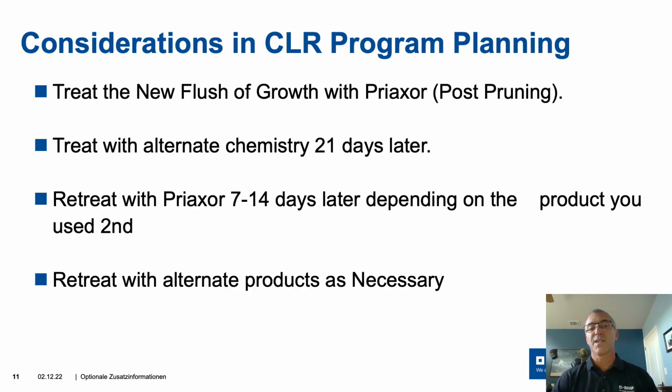So considerations in your coffee leaf rust spray program and the planning of that. First thing, treat the new flush of growth with Priaxor. Post-pruning would be my suggestion, because I think that's when a lot of spread's going to happen. So you prune, you get your new flush. That's usually your wet season. And that's when I would do my first treatment, when that flush is really pushing hard.